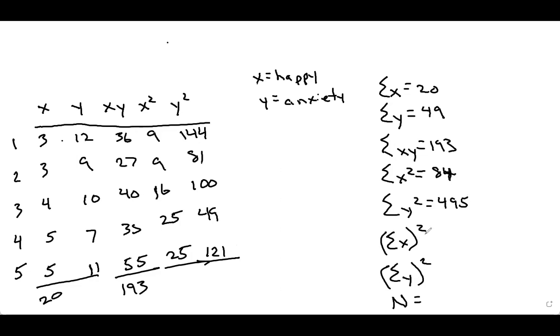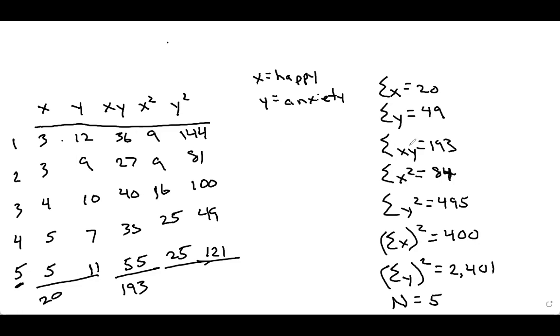Now what we need to do is find the sum of X, squared. All we do is come up here to 20 and square the sum of X, which is 20. If we square 20, that comes out to 400. Also we need to square the sum total of Y. So we have to square 49, which is 49 times 49, and that comes out to 2,401. And we have how many participants? We have 5 participants, so n will be 5.